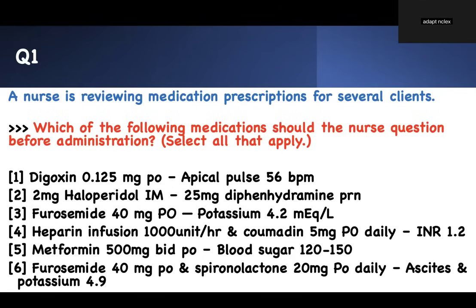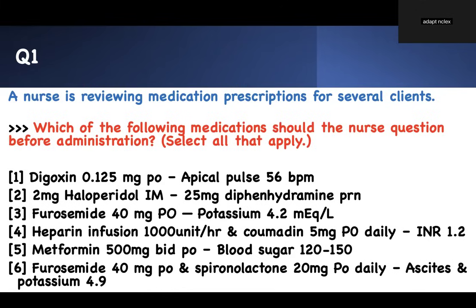Heparin infusion, that means it's a drip, 1,000 units every hour. And the patient is also receiving what? 5 milligrams of Coumadin PO daily. And the INR is what? 1.2. I intentionally made this a little bit difficult, but we're going to use common sense and critical thinking. Metformin, 500 milligrams BID PO. Patient blood glucose is what? 120 to 150. It's okay to give it to the patient. Furosemide, 40 milligrams PO. The patient is also taking spironolactone, 20 milligrams PO daily. Why? Patient has what? Ascites and a potassium of 4.9.